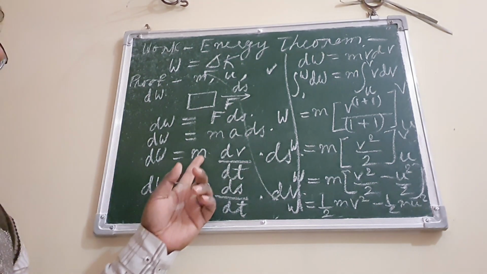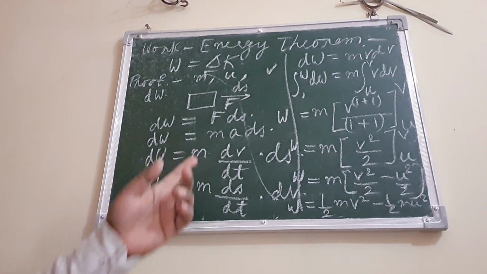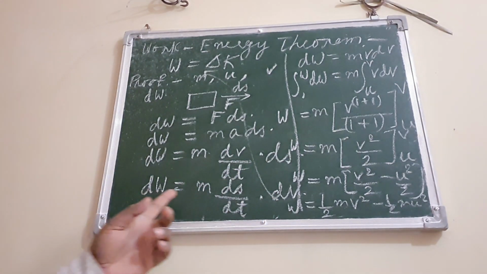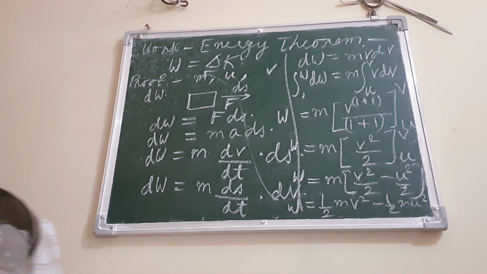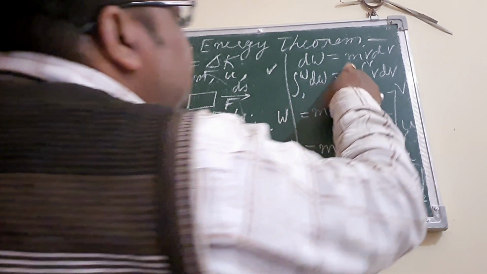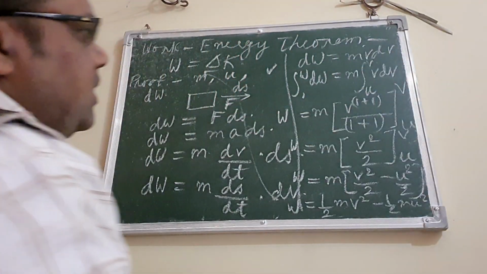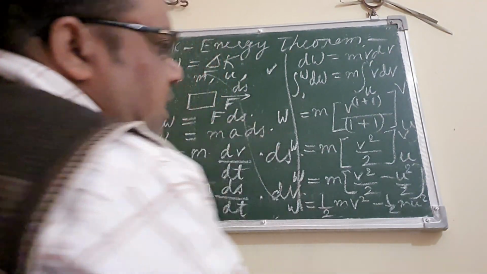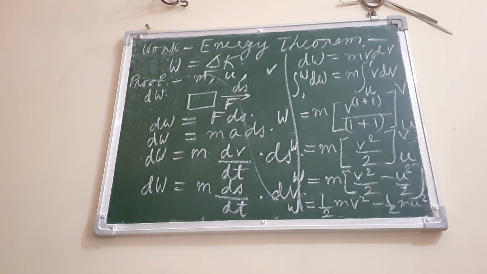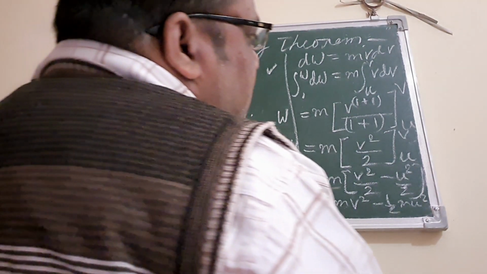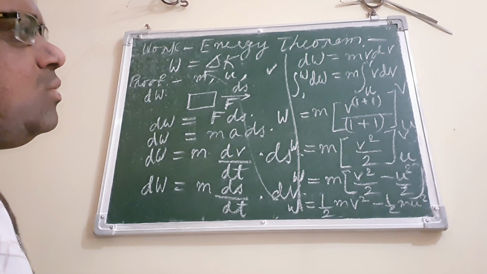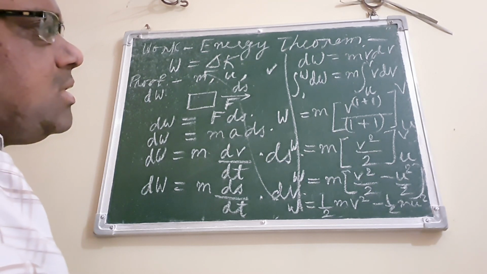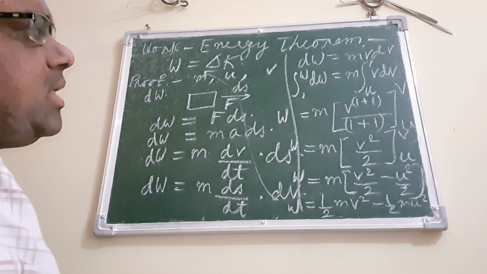So dW is equal to m, putting the value of acceleration, that is dv upon dt, into ds. So it becomes m into ds upon dt into dv. ds upon dt is the velocity of the body, so we can write it as dW is equal to m v dv. Integrating within the limits 0 to W, the total work done, and from the initial velocity u to the final velocity v. Mass is constant, so it is outside the integration.